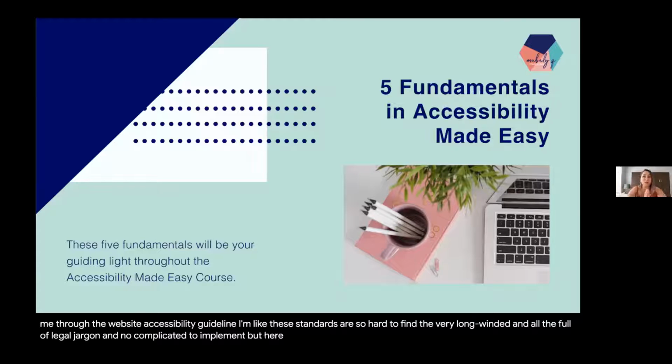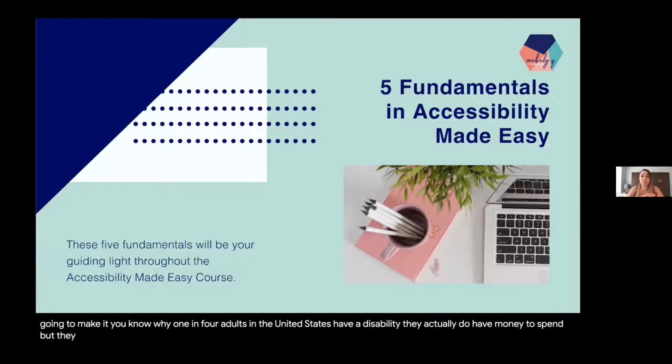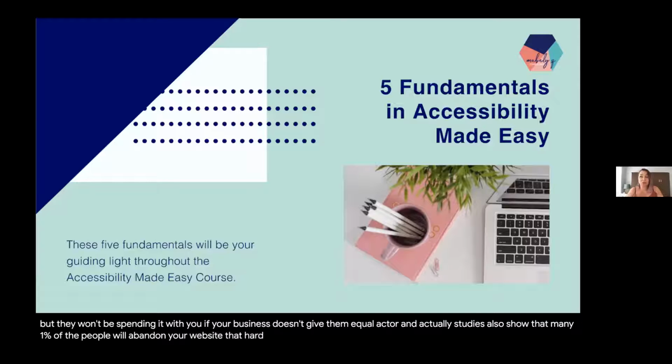But here's the cold hard truth. Your business needs to be accessible if you're going to make it. You know why? 1 in 4 adults in the United States have a disability. They actually do have money to spend, but they won't be spending it with you if your business doesn't give them equal access. And studies also show 71% of people will abandon a website that's hard to use. That's about 14.4 billion per year out the window.